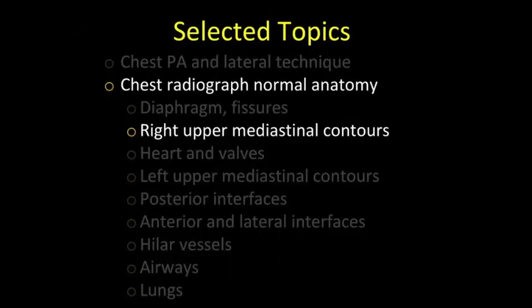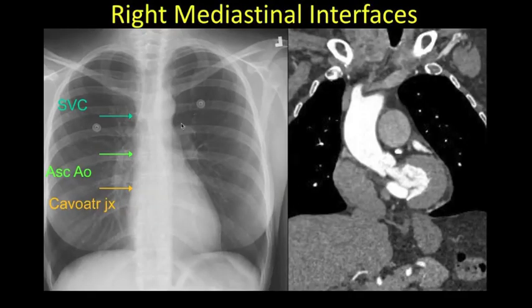So now on to the right upper mediastinal contours. The right upper mediastinum is created by the SVC, which gently curves towards the mediastinum. More inferior to this, the ascending aorta could potentially be the border-forming structure, particularly in older patients, or the SVC can be the border-forming structure. The cavoatrial junction is indicated by a gentle change in the curvature of the SVC where it joins the right atrium.